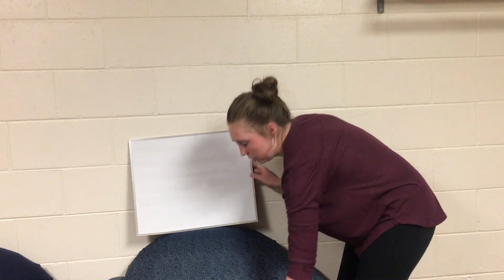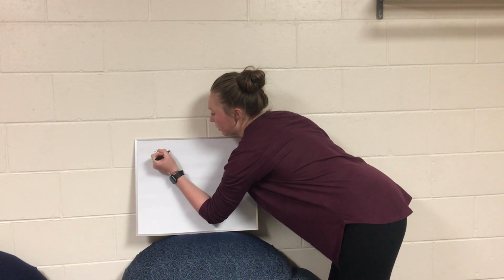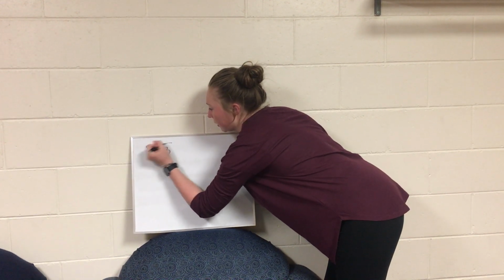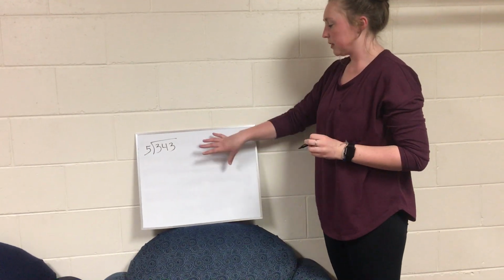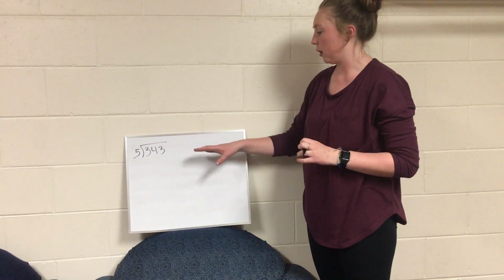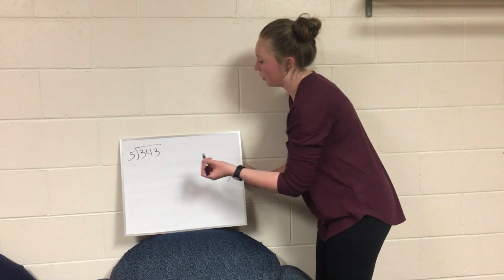Okay. So we're going to start as a long division problem. So we have 343 divided by 5. And then on the side here, we're also going to do it with our base 10 blocks in order to solve this problem with the standard algorithm.